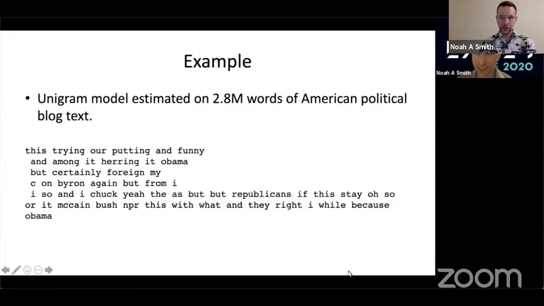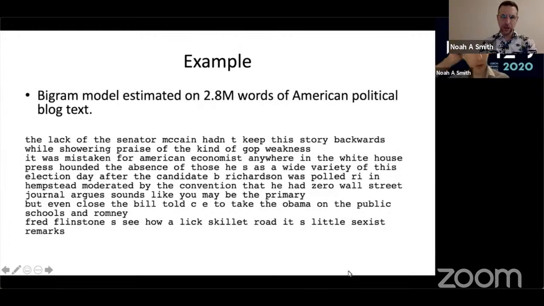So words like this, it, I, and the appear with reasonably high frequency, as they do in normal English text, or at least normal English text on American political blogs. Here's a bigram model. That's another name for the first order Markov model, where we condition on one word. So now each probability is associated with two words in sequence, the one we condition on and the one we generate.